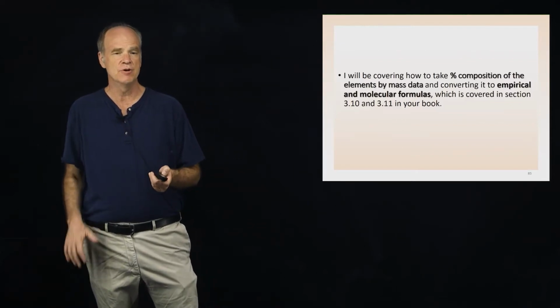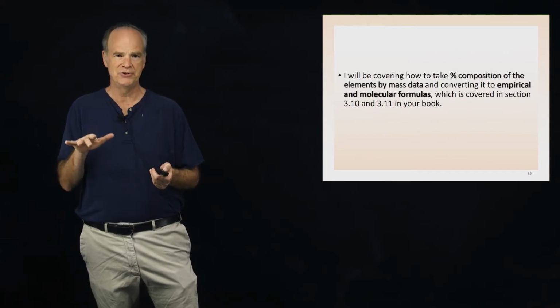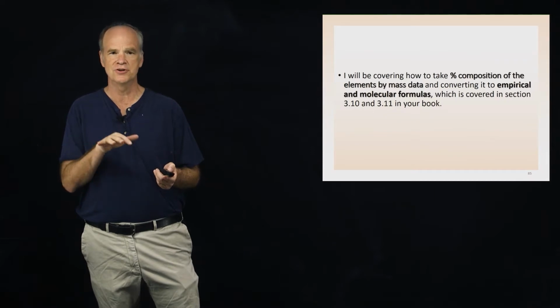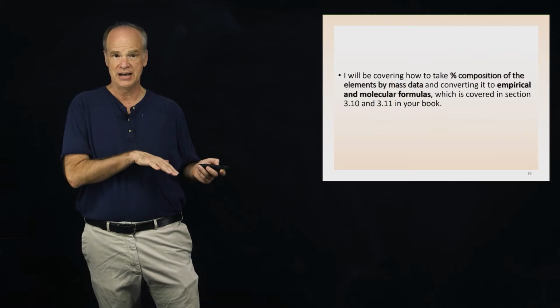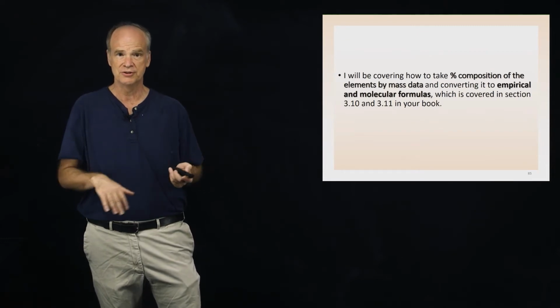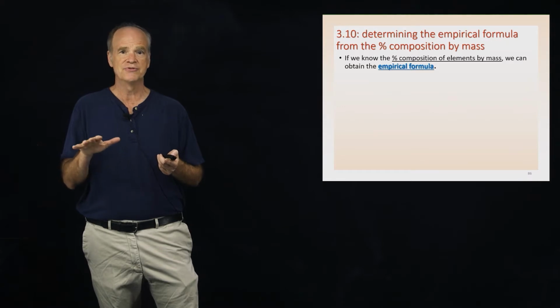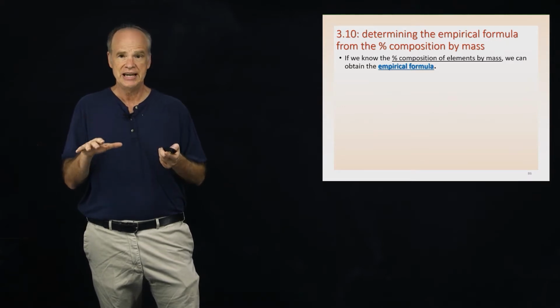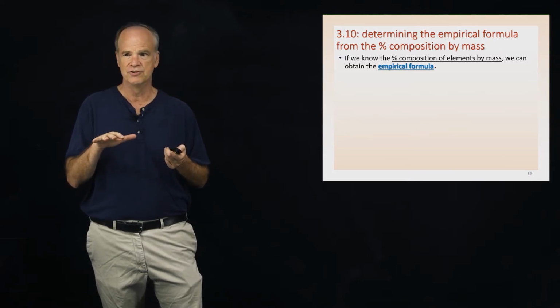And today what we're going to do is some problem solving where we take the percent composition of the elements by mass and convert it to an empirical formula. And if we have the molar mass of that compound as well, we can convert that to a molecular formula. So let's get started. Here I have a slide that explains how to take the percent composition by mass and get it into an empirical formula. It's like 3 or 4 steps, so let me go over that.